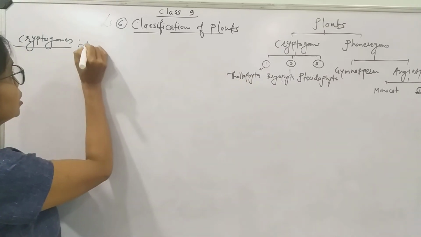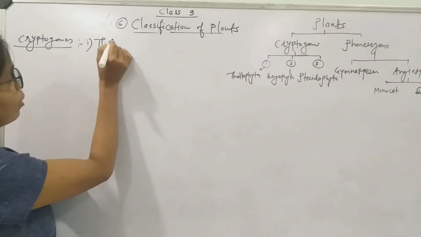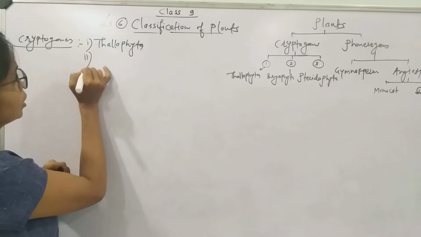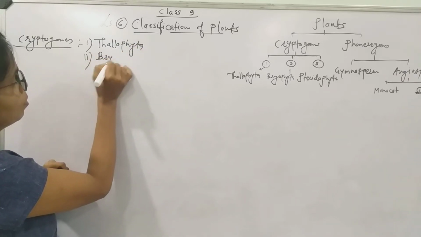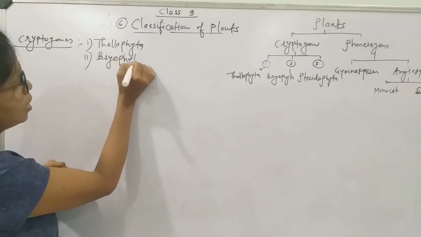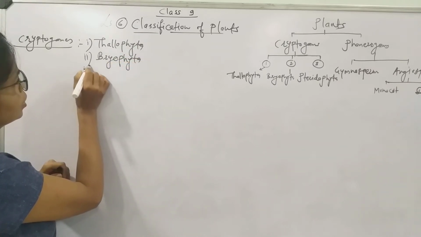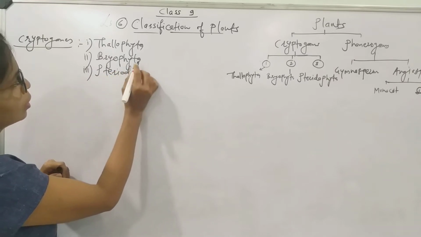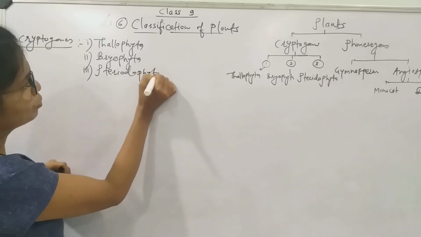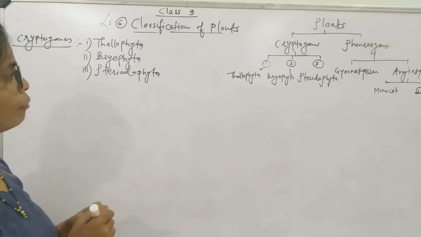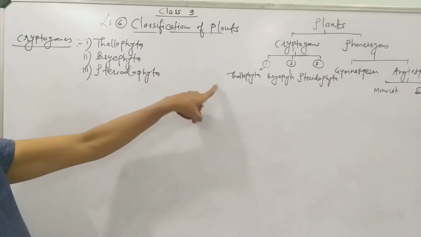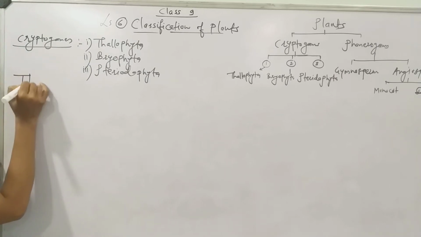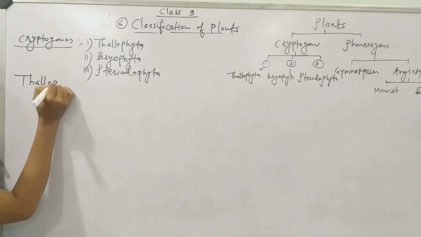First division is Thallophyta. Second division is Bryophyta. Third division is Pteridophyta. In brief, we have to see the characteristics of all these divisions. Now we will start with the first division, that is Thallophyta.